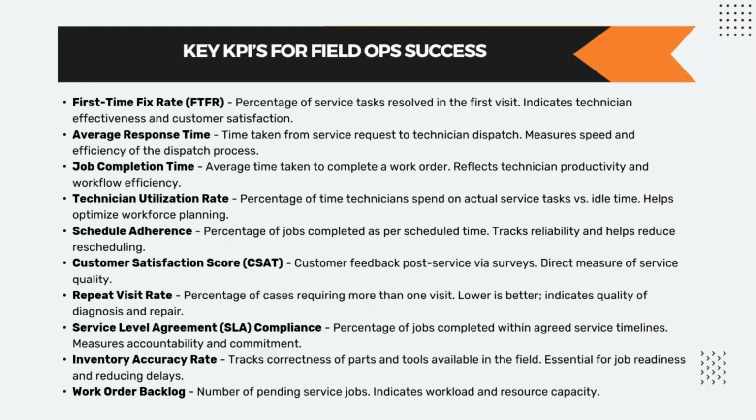And job completion time: the average time taken to complete a work order. This tells the technician's productivity and how efficiently he is working. And technician utilization rate: the percentage of time the technician spends on actual tasks versus idle time. This will help you to optimize your workforce better.